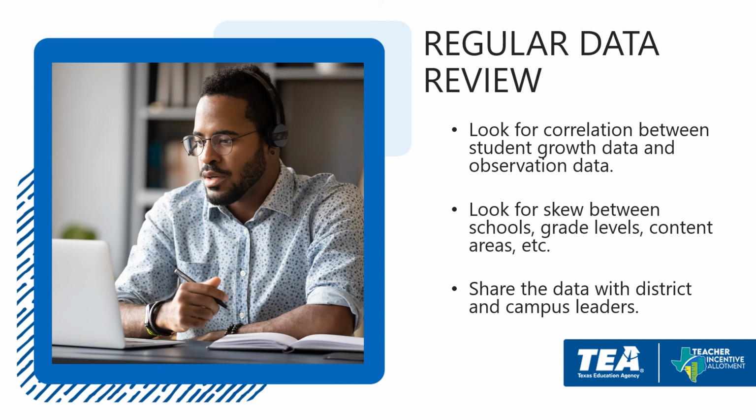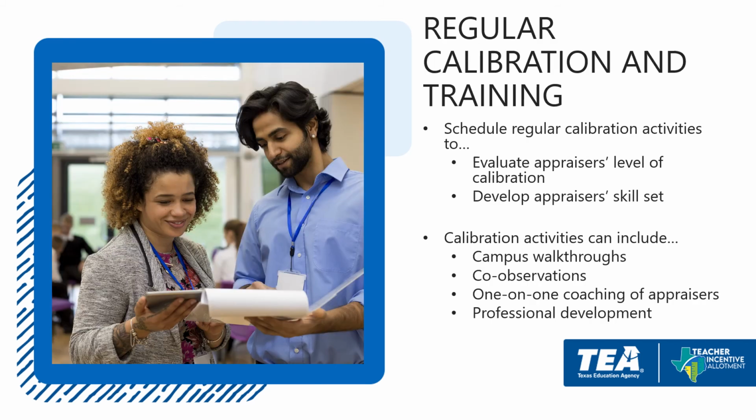Second, throughout the year, district leaders should analyze the observation data in the same way that they did at the beginning of the year. They should check for correlation between observation data and student growth data. They should also check for skew between appraisers, campuses, grade levels, content areas, etc. And those data reviews should be shared with campus and district leaders. Strong, regular data review will allow them to implement the third mid-year best practice, which is regular calibration and appraiser training in response to the data.